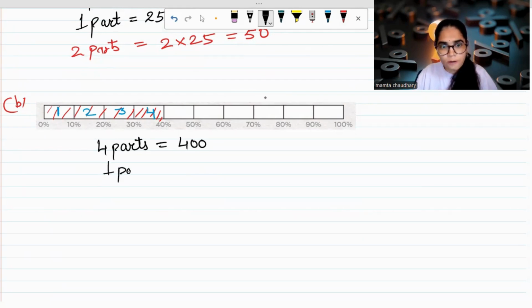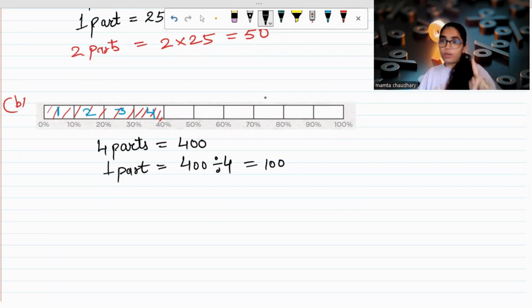So 1 part. How can we find the value of 1 part if we have 4 parts? Many to 1, divide. So we'll divide 400 by 4. If you divide 400 by 4, you will get 100. So the value of 1 part is 100. This part is 100. Now what do you have to find?